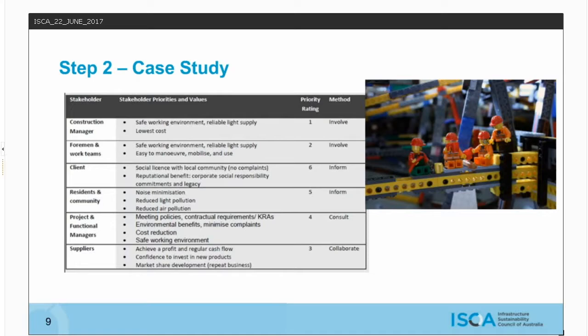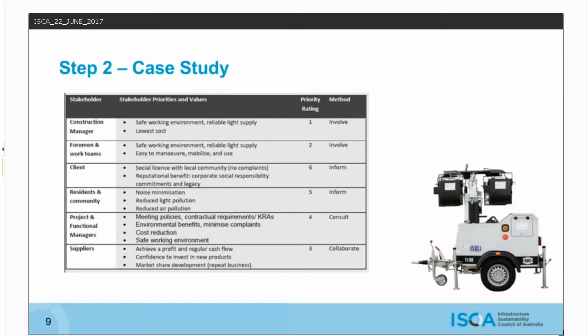It'll also be important to collaborate with suppliers. What we're asking for may be somewhat new to our industry. They want to be sure that they can make a fair profit. They'll be attracted by the opportunity to establish themselves in a new market, and they'll want to win repeat business from us.